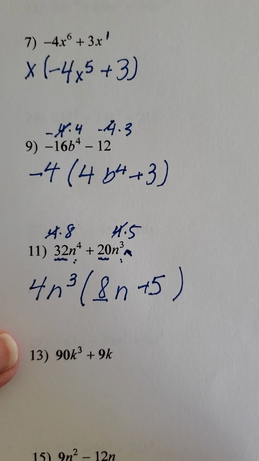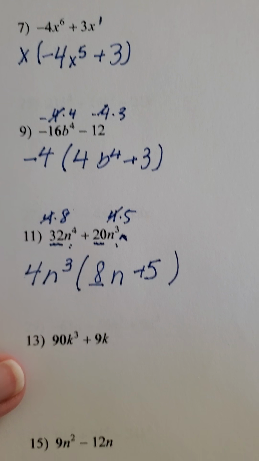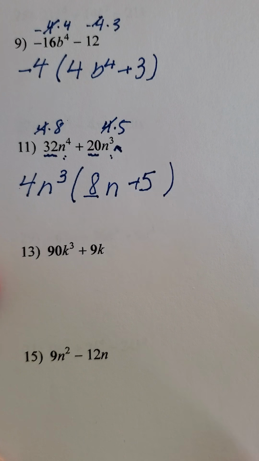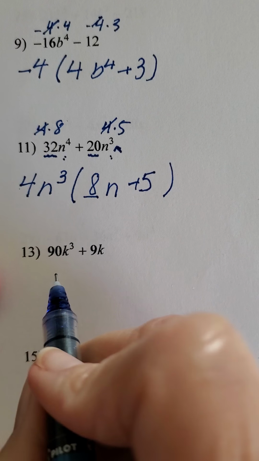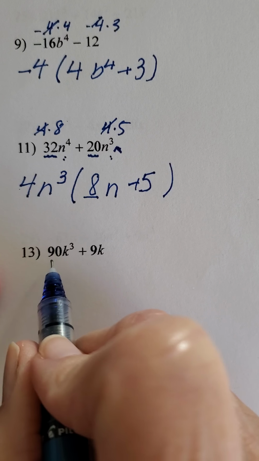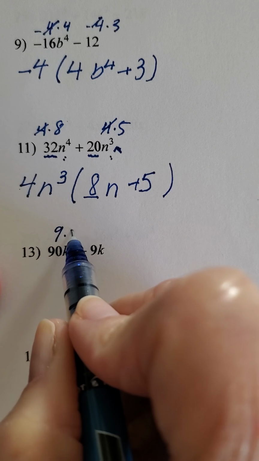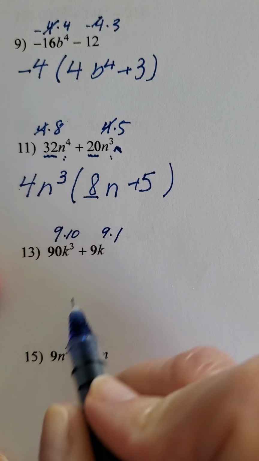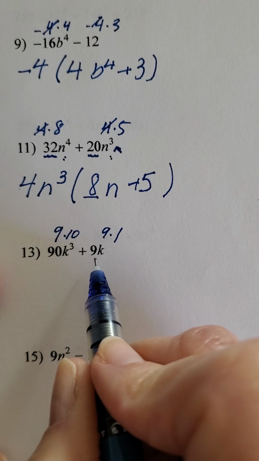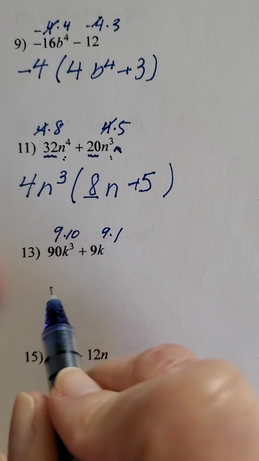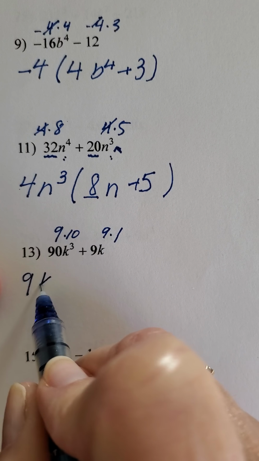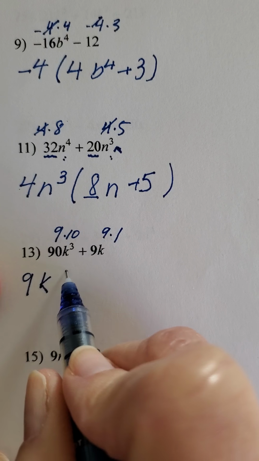Okay. Let's look at this next one. There's a 90k, a 90k to the third, and a 9k. So it's pretty obvious that they have a factor of 9 in common. And then they both have a k, so the lowest power is first, so that will be the common variable, k to the first power.